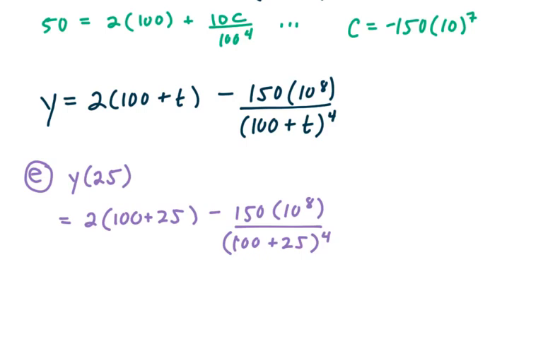which, plugging into our calculator, gives us 188.56. And then in order to fully find the concentration, we need to take that 188.56 and divide it by the amount of brine in the tank, which is 125. So my final answer for my concentration after 25 minutes is approximately 1.5 pounds per gallon.